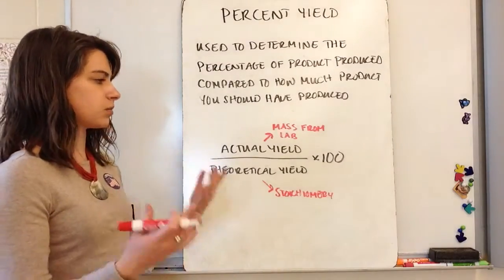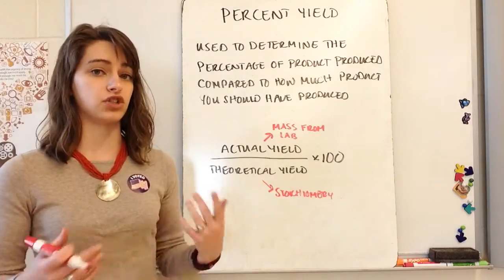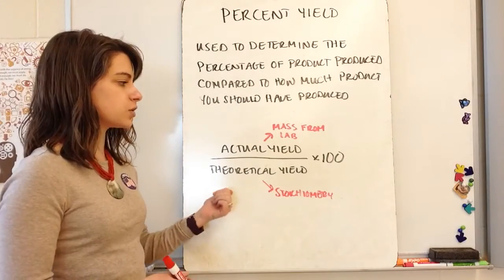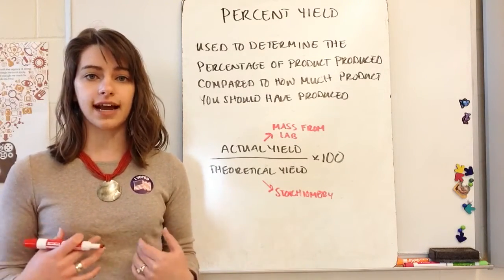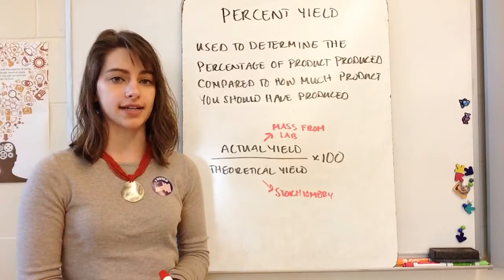But our actual is what we're really producing. Our theoretical is what we should have produced. And then to turn it into a percentage, you multiply by 100. So that's a pretty straightforward equation. So let's actually apply it and do a practice problem.